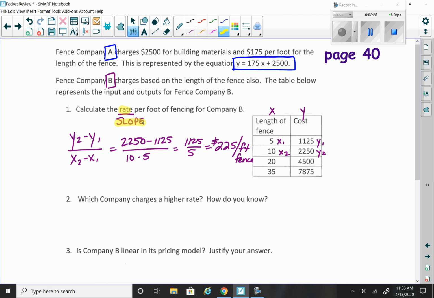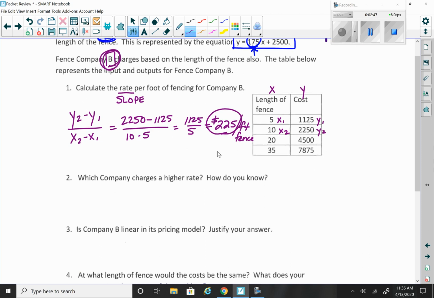The second question here says, which company charges a higher rate? So I know in company A that the slope is my rate. So that has a rate or slope of 175. And then I know in company B, we just calculated our rate here to be 225. Well, clearly the higher rate is company B. So we're going to say which company charges the higher rate.